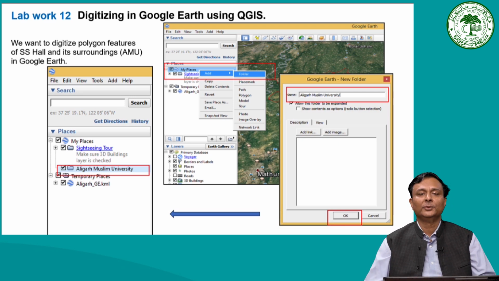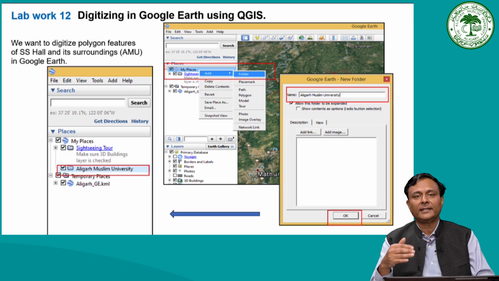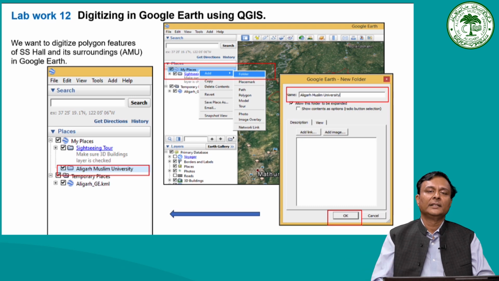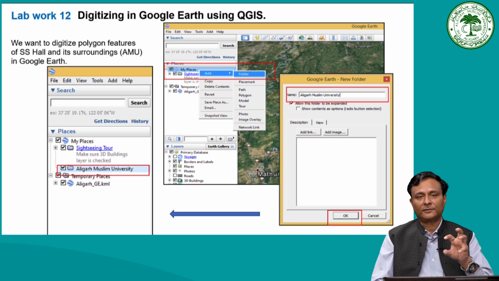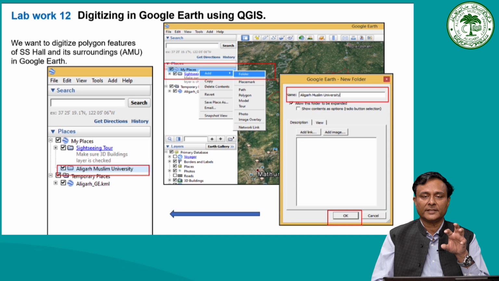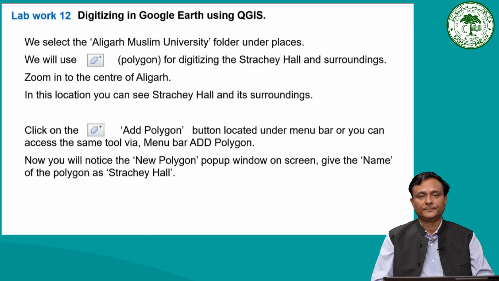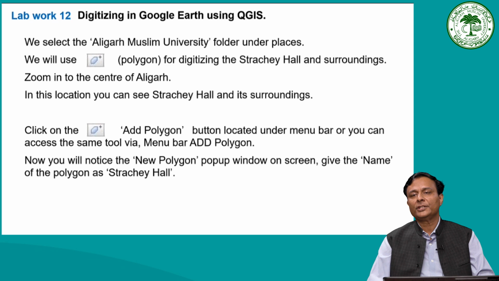If you have ever explored Google Earth, you know how it works. We are simply narrowing down to the location of our interest so that we can digitize the desired structures, buildings and areas which are of our interest. So you have to narrow it down to the desired location within Google Earth. Here we want to digitize polygon features of SS Hall and its surrounding area within Aligarh Muslim University in Google Earth.